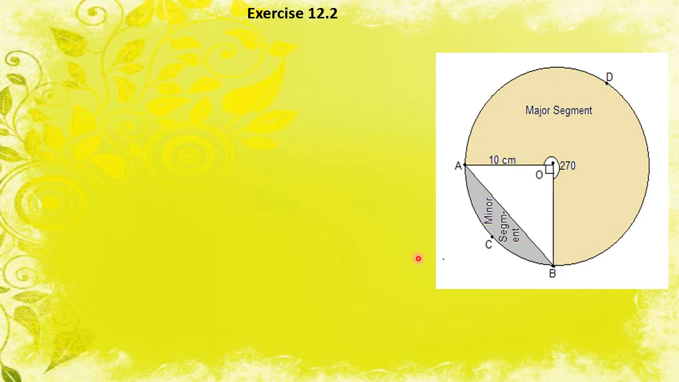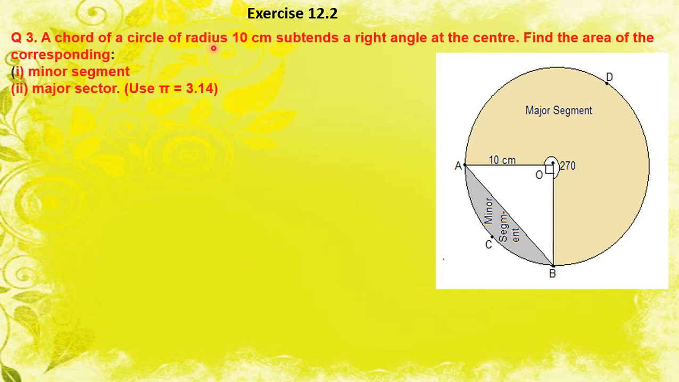So let us consider exercise 12.2, question number 3. A chord of a circle of radius 10 cm subtends a right angle at the center. Find the area of the corresponding minor segment and major sector. We have to use pi as 3.14. Now in the given figure we have to find the area of the minor segment, that means area of ABCA, and the major sector, that means this full big part of the sector, where the angle is given as 90 degree.